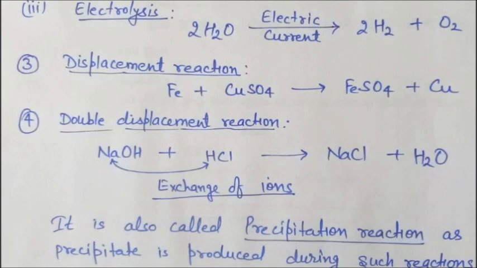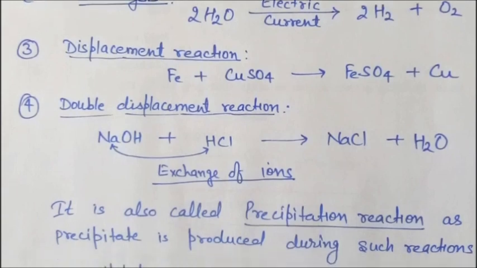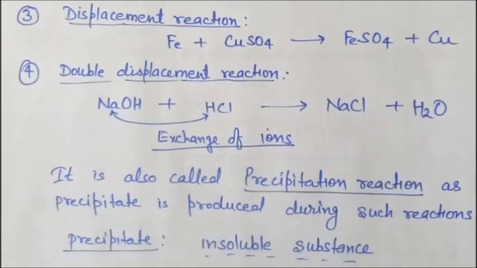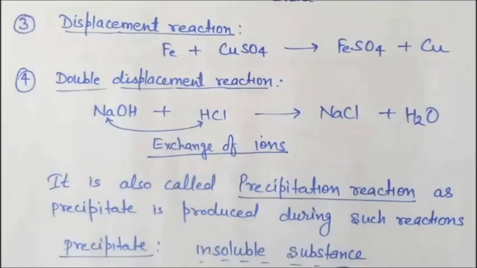These types of reaction are also called precipitation reaction as a precipitate is produced during such reactions. Now what is a precipitate? It is an insoluble substance. So what is a precipitation reaction? Those reactions in which aqueous solutions of two compounds on mixing react to form an insoluble compound which separates out as a solid known as precipitate.